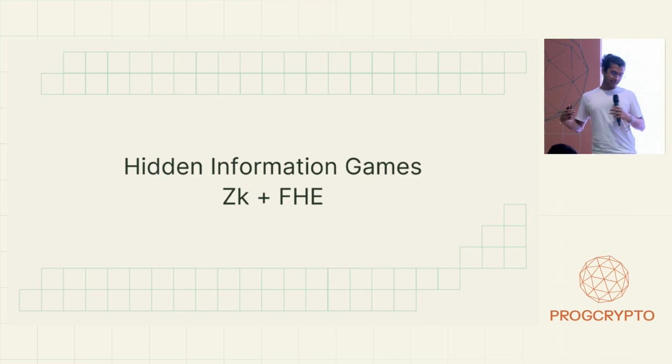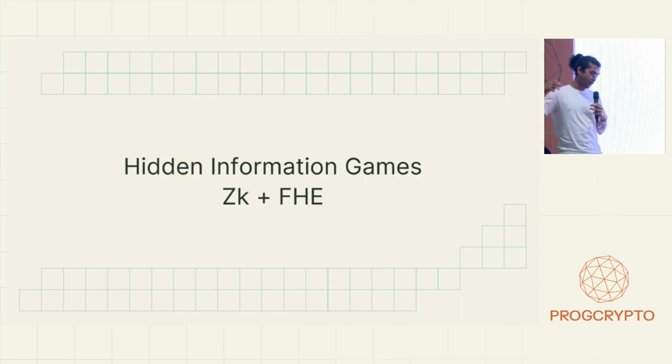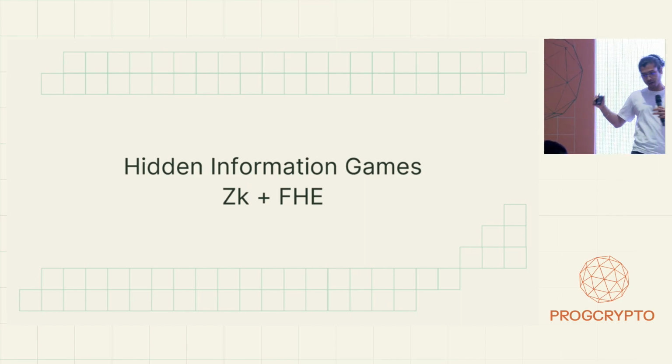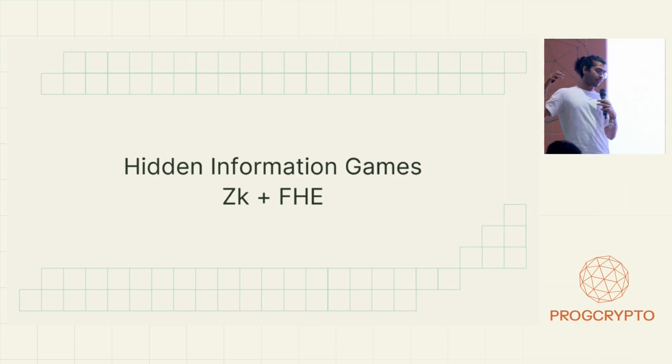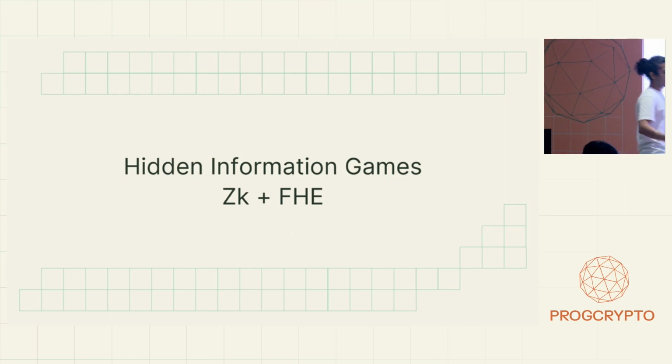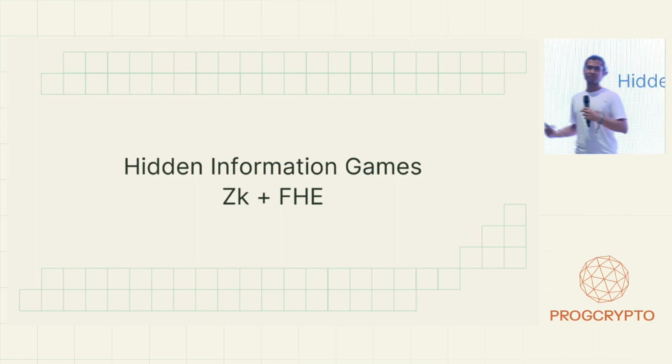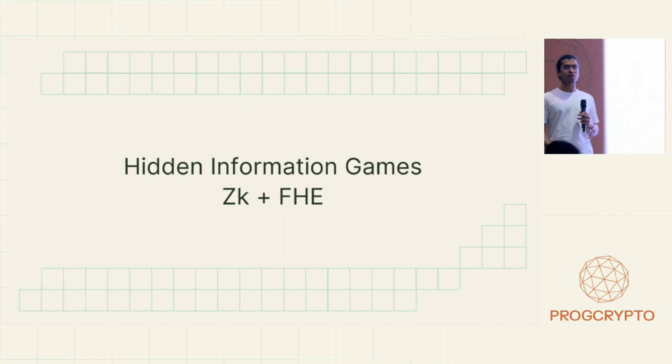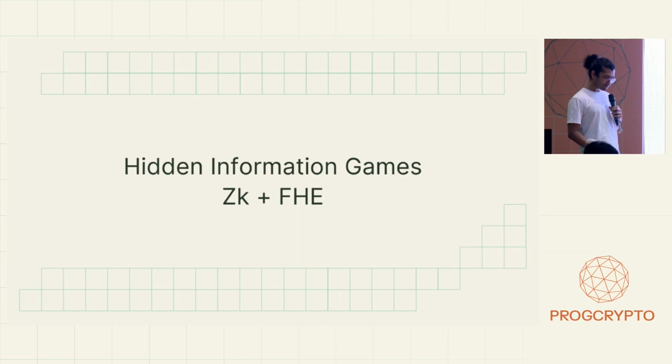But when you want to have a game, for example an auction, in which you have private state from multiple users, and you want to compute over private state from multiple users to have some global state, you need a combination of ZK plus FHE. FHE alone would not do. ZK alone would not do in that case.